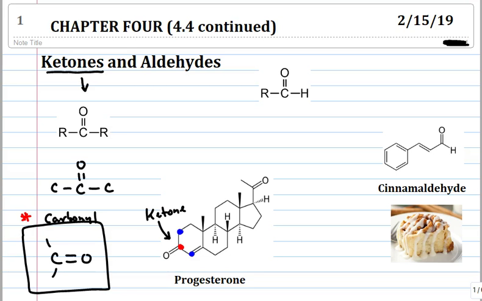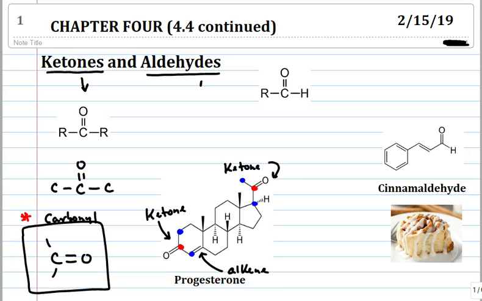Look up here. There's a carbonyl. What's attached to that carbonyl? There's a carbon. There's a carbon. Look at that. This is going to help us classify this as a ketone. What else could we classify progesterone as? Well, there's a carbon-carbon double bond, so I think another classification would be alkene. Okay, there we go. There's ketones.